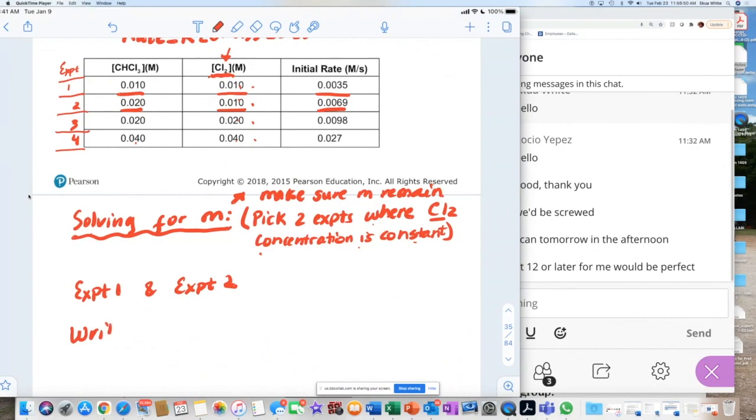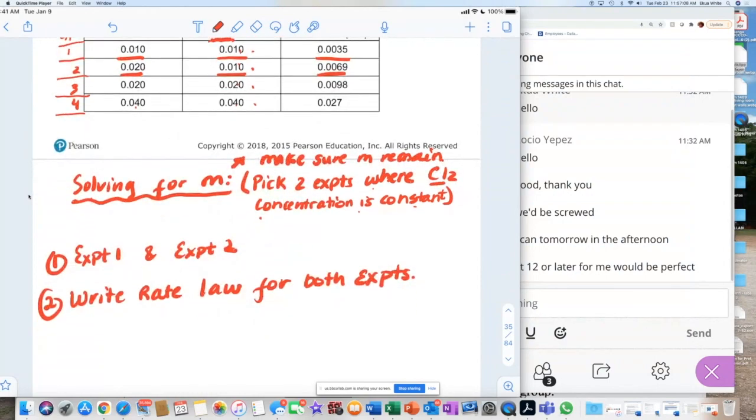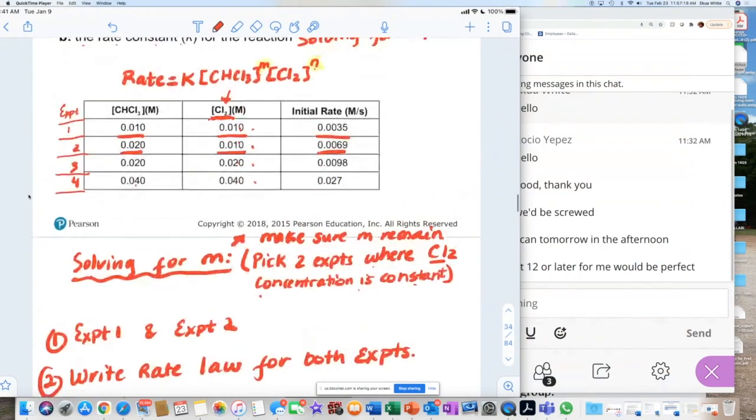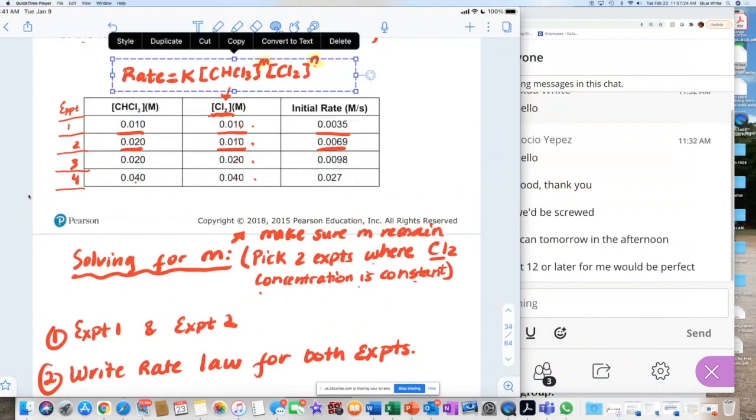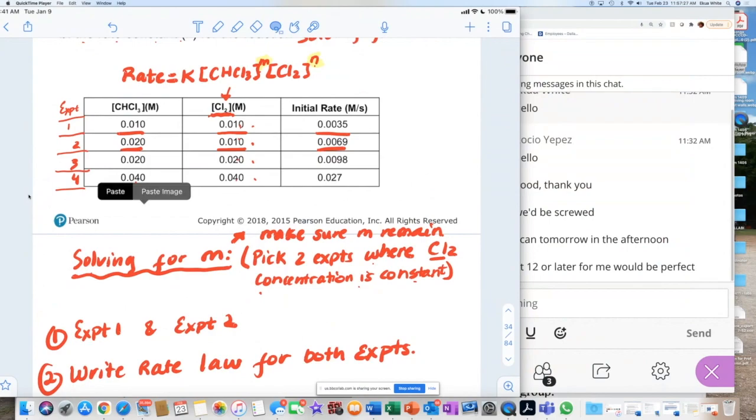So I'll say here, write the rate law for both experiments. I picked those. Remember, the bigger one will be on top. So essentially, I write experiment 2 over experiment 1. The rate law looks just like what I had here, right? So maybe I can copy this again. This is being copied a lot. I'll put it right here so I can see.